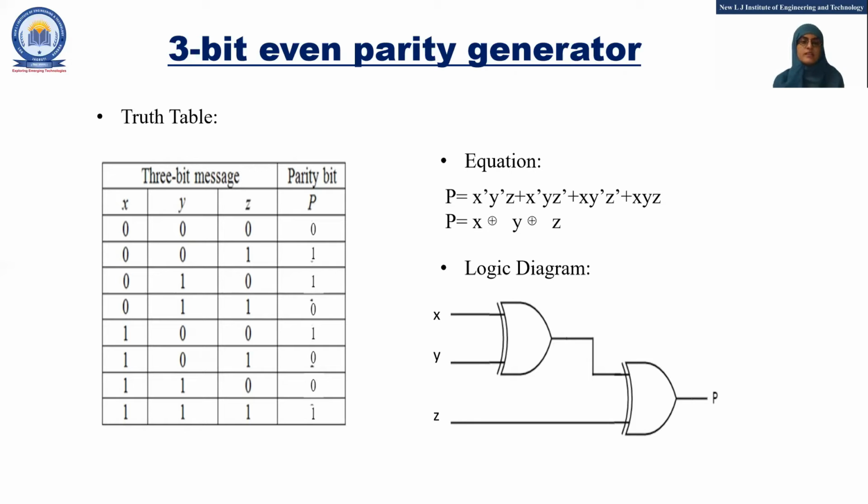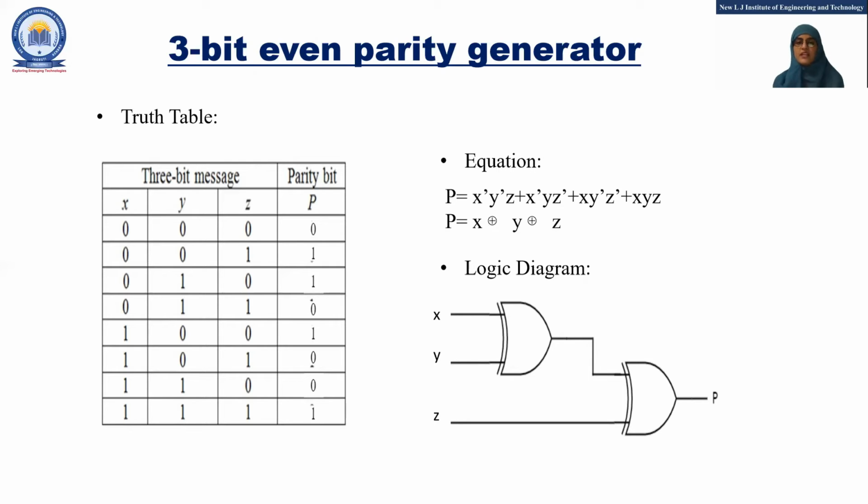For 0, 1, 0, Y is equal to 1. So to make an even number of ones, we will add parity bit as 1. For 0, 1, 1, the parity bit will be 0 because there is already an even number of ones in the 3-bit message. For 1, 0, 0, the parity bit will be 1 to make the total number of ones even. Same for the other cases. So for 1, 1, 1, which is an odd number of ones, to make it an even number of ones, we will add parity bit as 1.